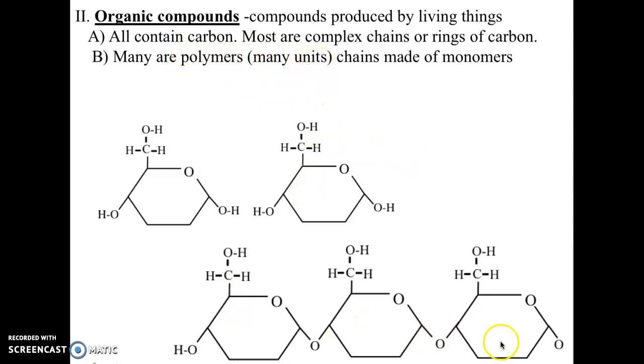Okay, and here's one with 3, but this could keep on going. Hundreds, even thousands of these rings stuck together. So that's called a polymer chain, and it's made of monomers, or single units. This is 1 unit, this is 1 unit, and you can hook them together to make 2, or hook another one on and make 3 and 4, and just keep on doing that forever. Particularly in carbohydrates, we'll talk about glucose. You can just keep adding and adding and adding more units together.